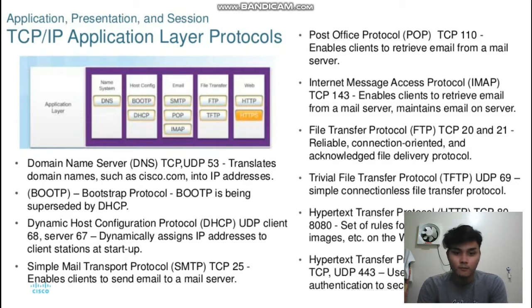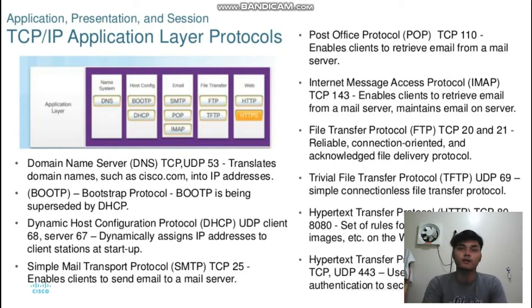BootP is being superseded by DHCP. DHCP uses UDP, client port 68, server port 67, and dynamically assigns IP addresses to client stations at startup. SMTP, the Simple Mail Transfer Protocol, enables a client to send email to a mail server. POP enables a client to retrieve email from a mail server. And IMAP enables a client to retrieve email from a mail server while maintaining the email on the server.